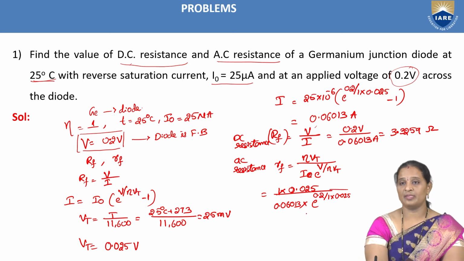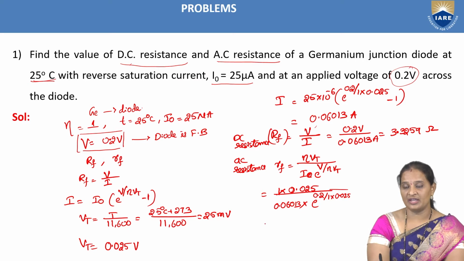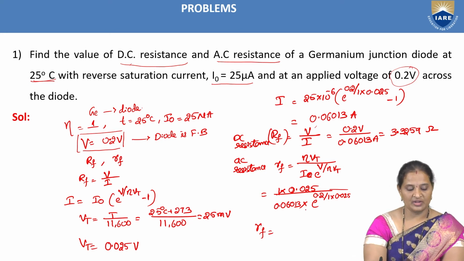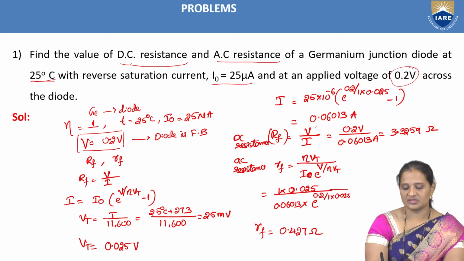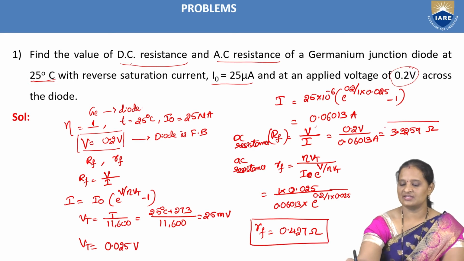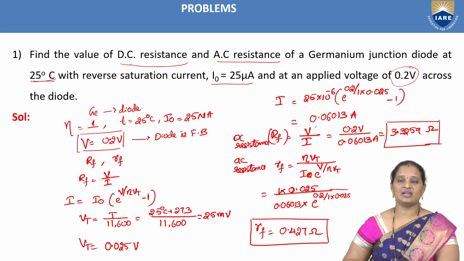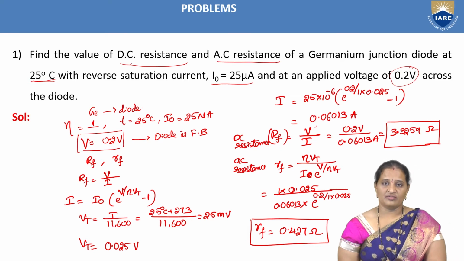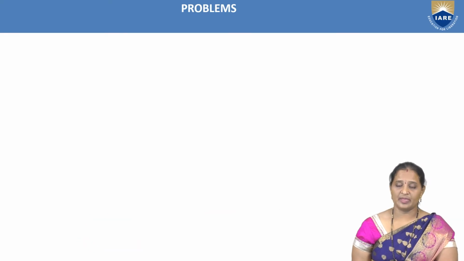This is the formula. After substituting and calculating, you will get the dynamic resistance of the diode for the applied voltage of 0.2 volts as 0.427 ohms. So this is the AC resistance and this is the DC resistance. That is how we can calculate the AC resistance and DC resistance of a diode for the given specifications.